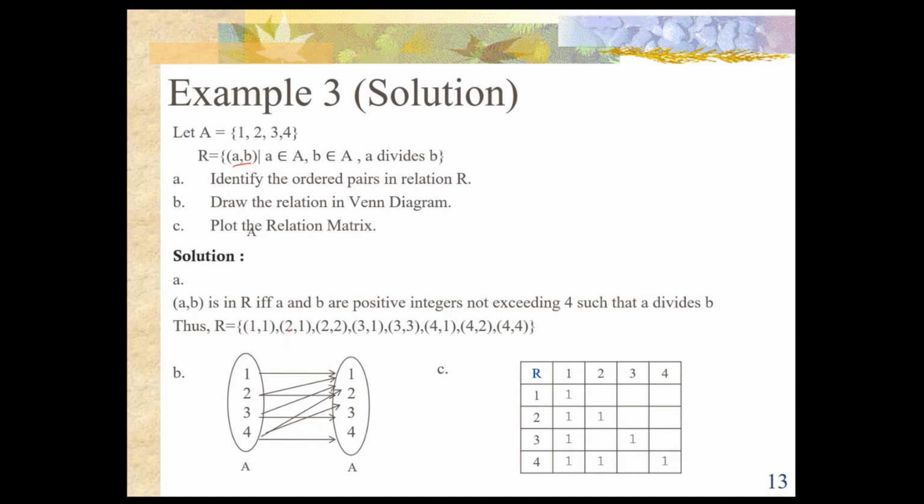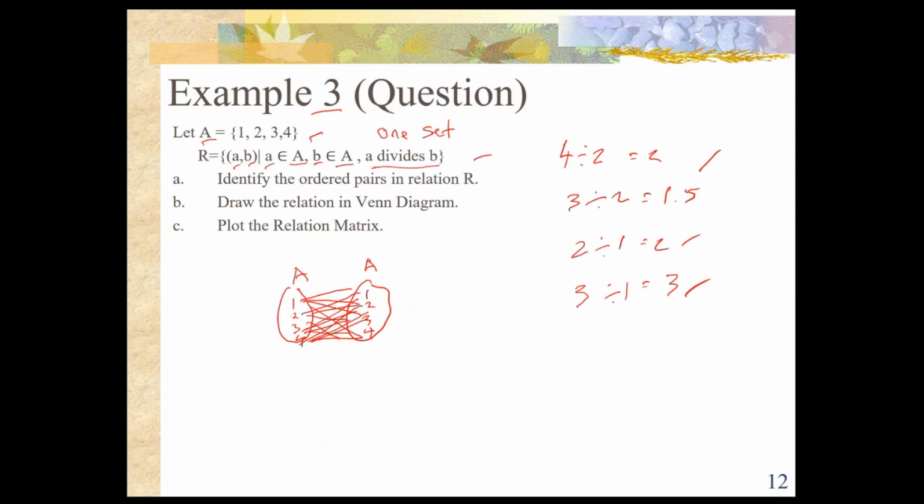1 divides 1, 2 divides 1, 2 divides 2, 3 divides 1, 3 divides 3, 4 divides 1, 4 divides 2, and 4 divides 4. You won't miss out any ordered pair because you have been checking systematically the first element against all other elements in the second set, the codomain, and you repeat the same for all the members of the domain set.